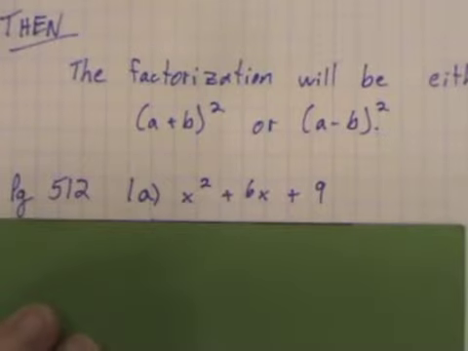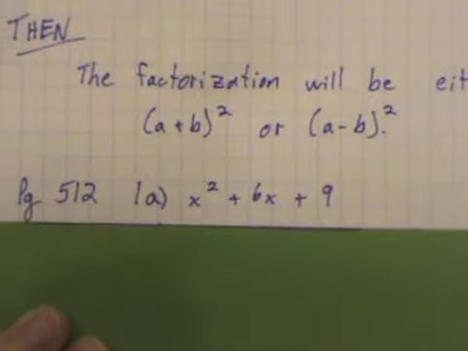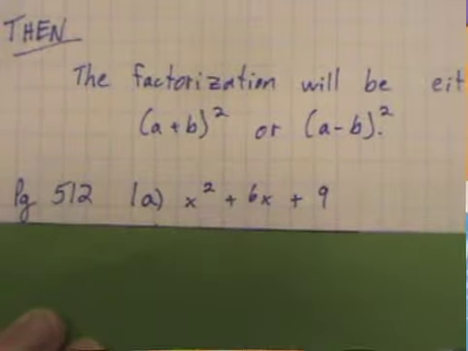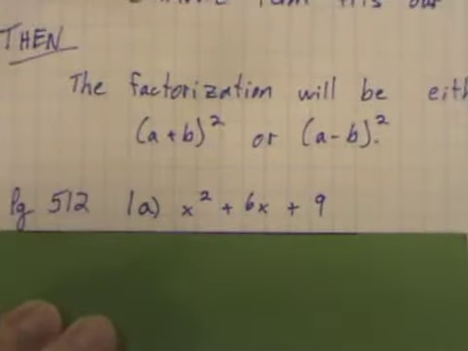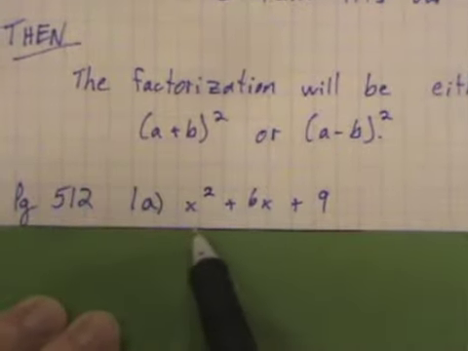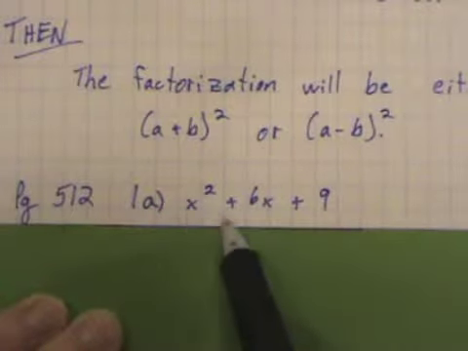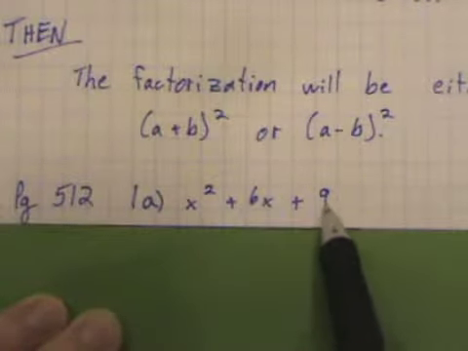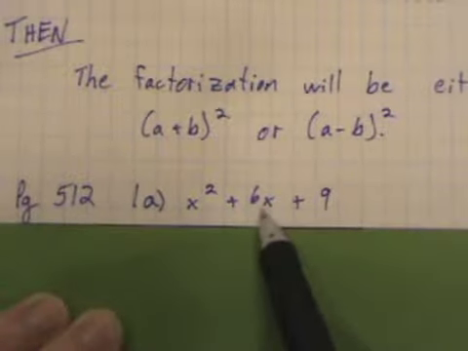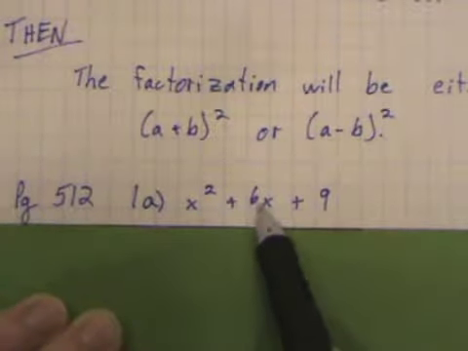Now I have jumped to page 512. I'm looking at problem 1a. So the first thing you need to check, is this term a perfect square? Yes, it is. Is that term a perfect square? Yes, it is. Does this middle term fit our 2 times?